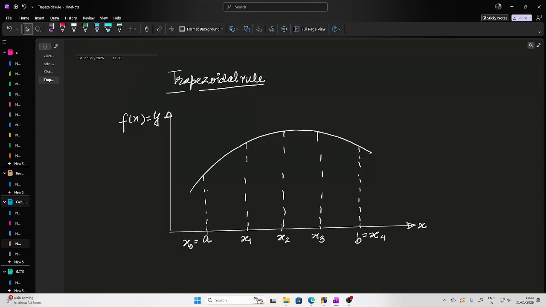Hello friends, I welcome you all to this session on numerical methods using C++ programming. So in today's lecture, we will be learning about numerical integration.